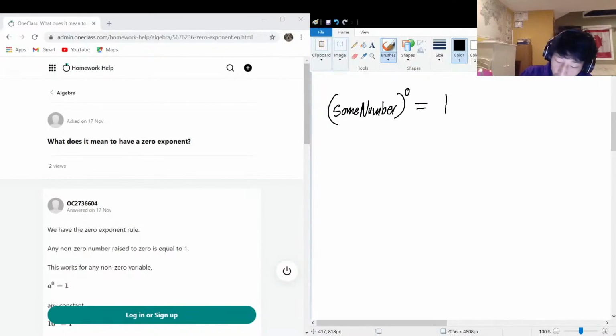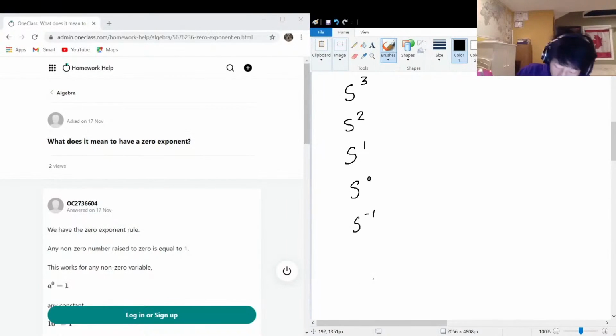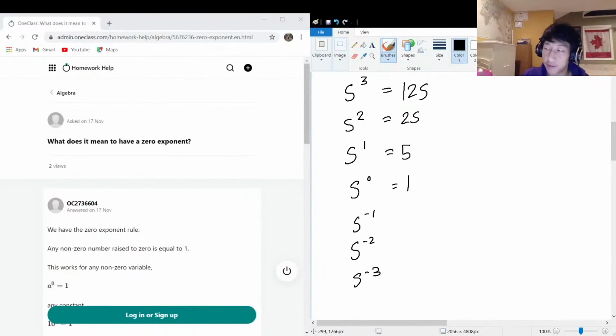Okay, let's say we have 5 to the power of 3, 5 to the power of 2, 5 to the power of 1, 5 to the power of 0, 5 to the power of -1, 5 to the power of -2, 5 to the power of -3. Let's just run these through our calculators and see what we get. 5 to the power of 3 is 125. This is 25. This is 5. And we know that this is 1, but we're going to see this really does fit in the pattern.